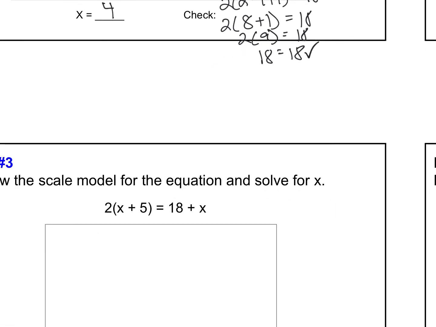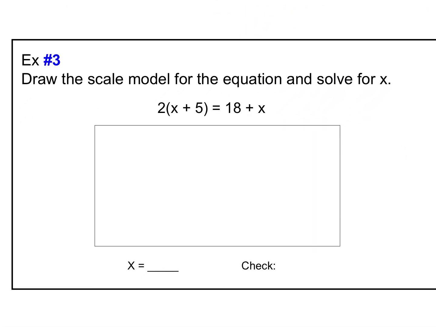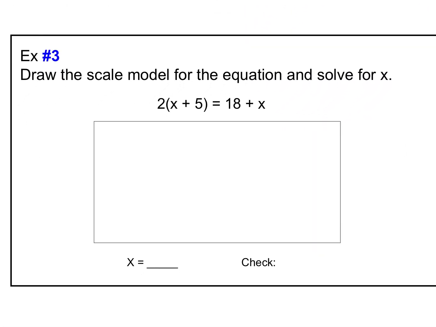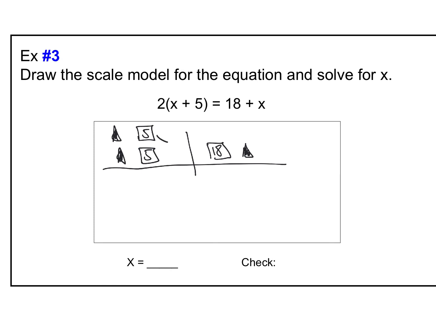All right, same thing. Why don't you go ahead and pause the video and then try it out, and then restart it when you're ready and check your answer. Right, once again, we have 2 groups of x plus 5. So I'm going to do my x, which is a triangle, plus 5. Nothing else on that left side. On the right side, we have 18 and an x. Once again, order doesn't matter.